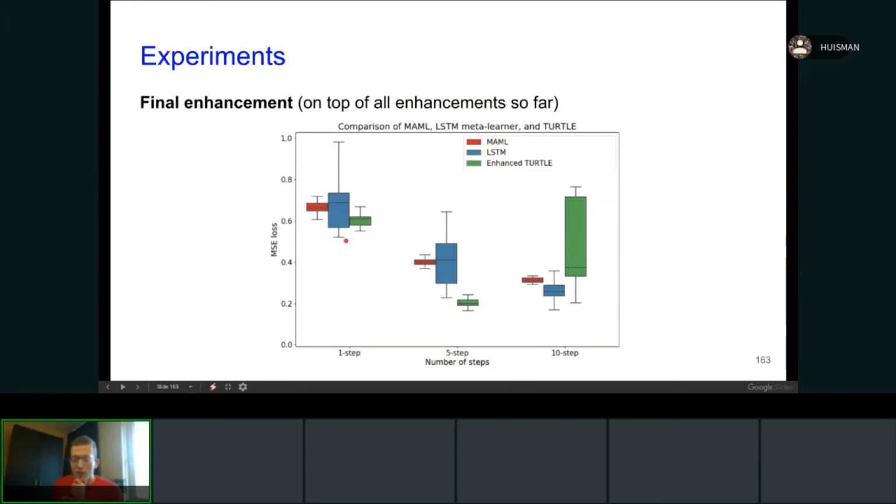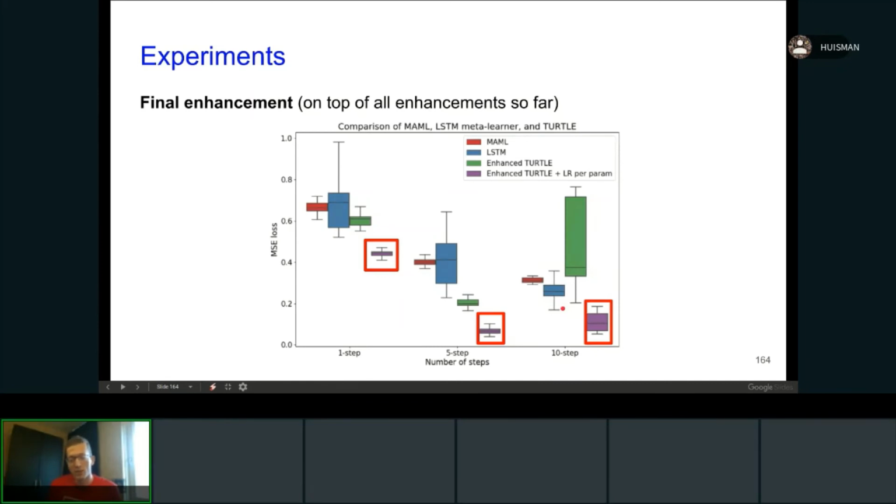For 5 update steps, it is already a bit more convincing, while for 10 update steps, we still really see the instability of Turtle. Okay, but these were not the full results, because if you include the last enhancement from the previous slide, namely learning a learning rate per parameter, you really see that Turtle is very convincingly outperforming all of the other tested techniques.